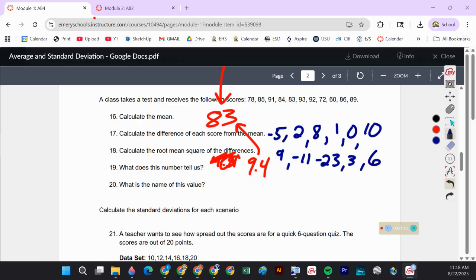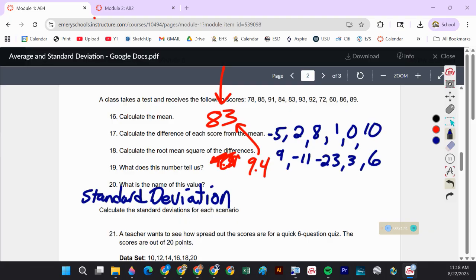So number 20 is called the standard deviation. And the standard deviation is the most important number in all of statistics. Okay, so let me help you understand what it's telling us. The standard deviation is a measure of spread. How spread out is the data?